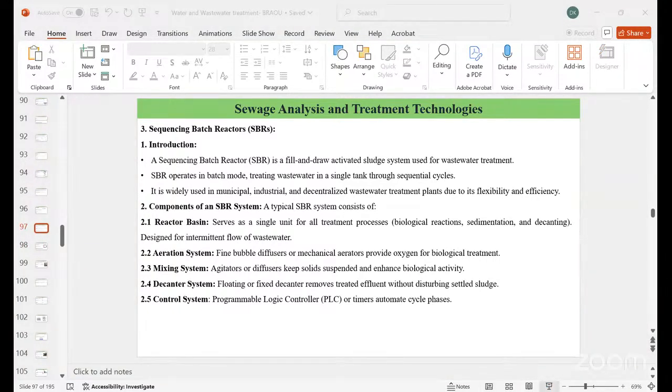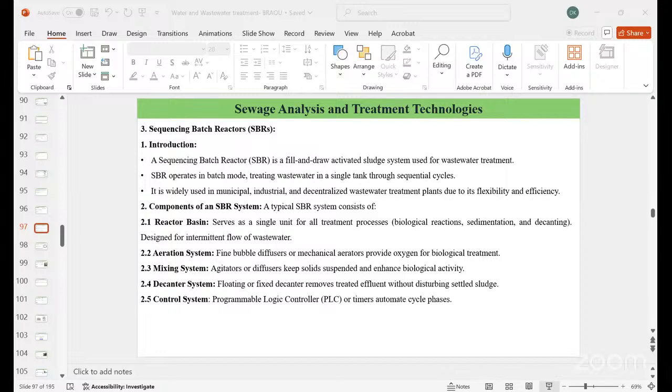Yeah. So coming back to the sequencing batch reactors, which are mainly used for the sewage treatment process. Mainly, this is used as a fill and draw activated sludge system for water treatment, and it operates in batch mode, treating the wastewater in a single time through sequential cycles. It consists of a reactor basin that serves as a single unit for all the treatment processes, and it has an aeration system, using fine bubble diffusers or mechanical aerators, which provide the oxygen for the biological treatment.